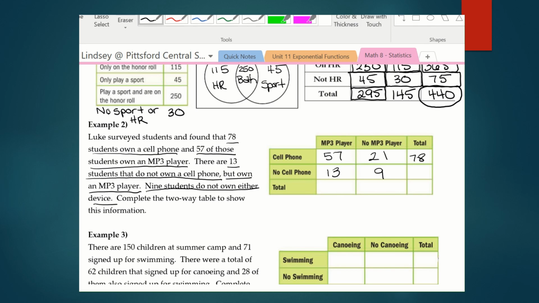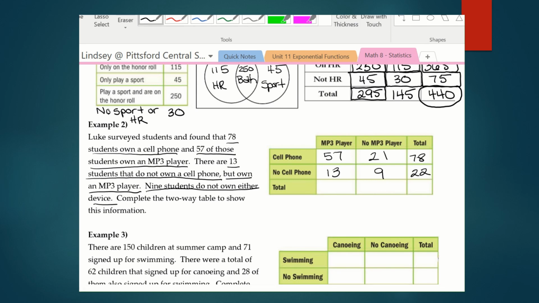So to finish my no cell phone row, I have 13 folks that don't have a cell phone, but they do have an MP3 player, and I have 9 folks that have no cell phone and no MP3 player. So how many total people do not have a cell phone from Luke's survey? Well, 13 plus 9 gives me 21. Nope, no it does not. I was going to say my adding is wrong. How terrible is that? Okay, it gives me 22. There we go. I had 21 on my paper.